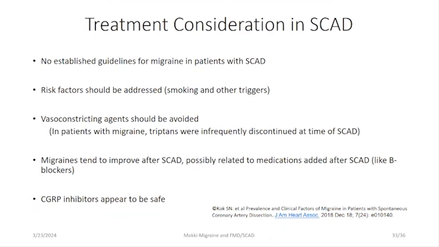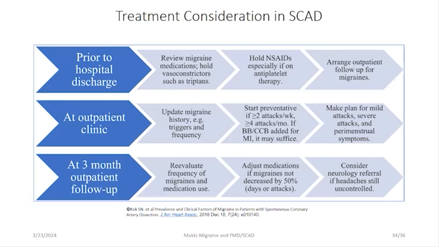In FMD and SCAD, there are no established guidelines on how to treat migraine. Typically, the risk factors should be addressed, and usually they are addressed at diagnosis: stopping smoking, avoiding triggers, and avoiding the vasoconstrictor agents, those agents like the triptans that constrict. Though some of the data suggest that they are safe, I usually err on the side of safety and choose other options. And the newer therapies seem to be safe.